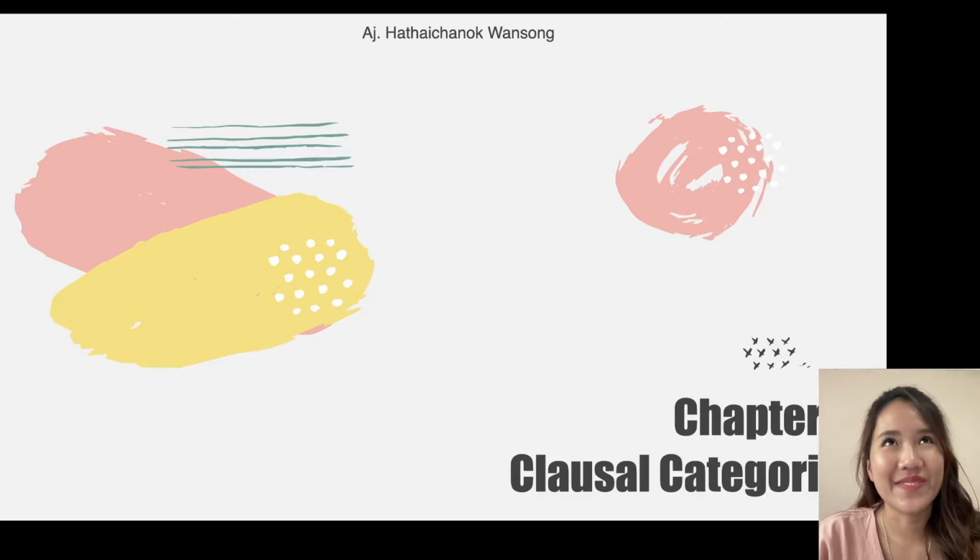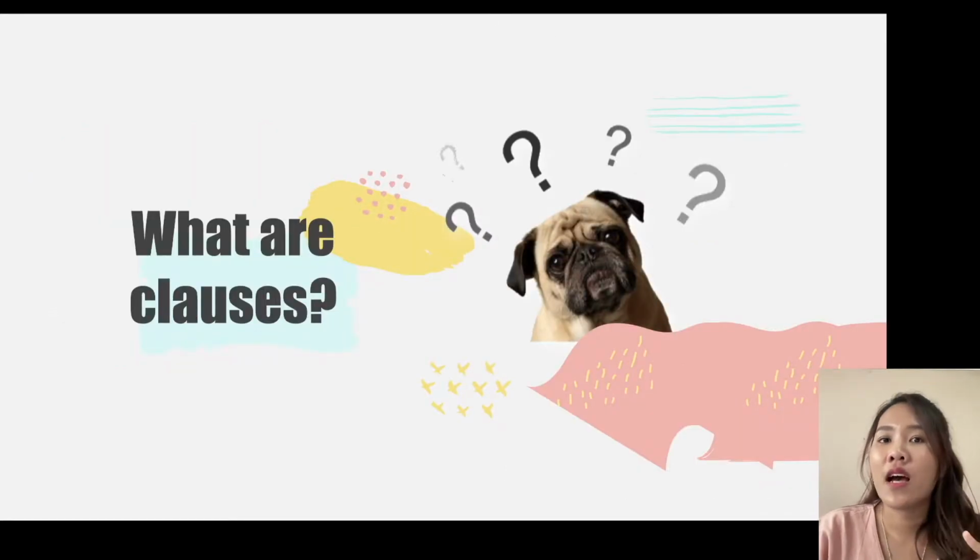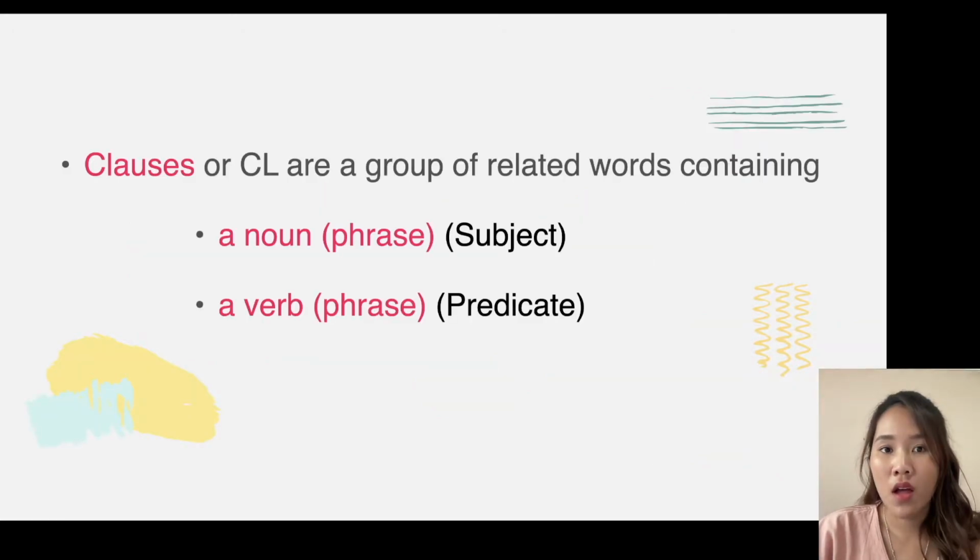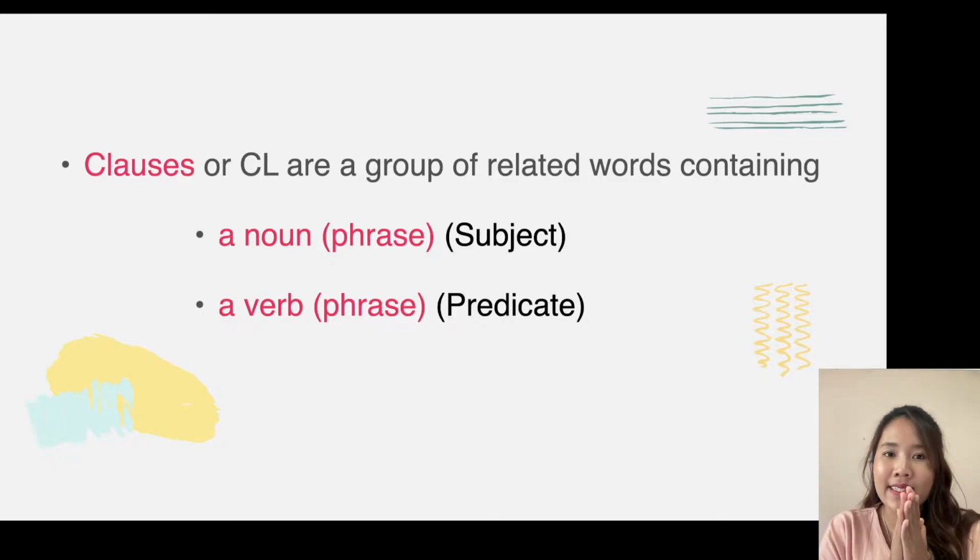Okay, welcome to the next video, Chapter 9, Clausal Categories. In this video clip, we are going to talk about the clause. So, let's start with the first definition. What are clauses? Whenever we talk about a clause, it is a group of related words. Unlike a phrasal category, a phrase is also a group of words. However, the difference is that it will be a clause once, in that group of words, you have a noun phrase that functions as the subject, and you have a verb phrase that functions as the predicate, the action part.